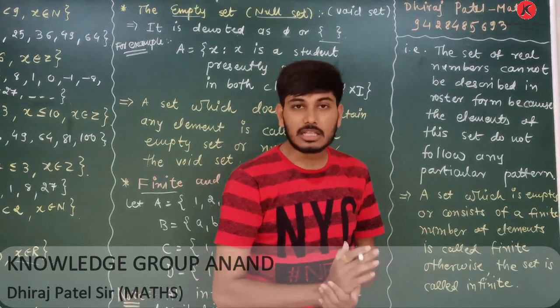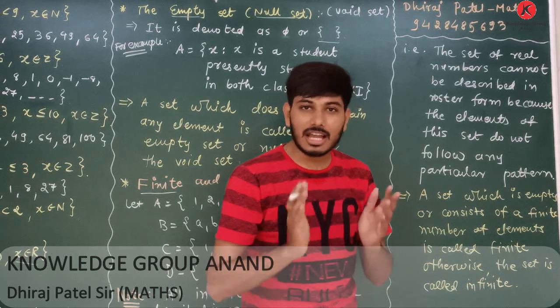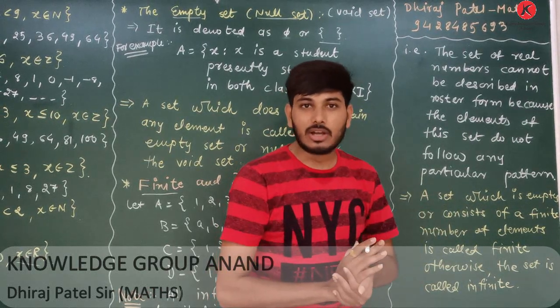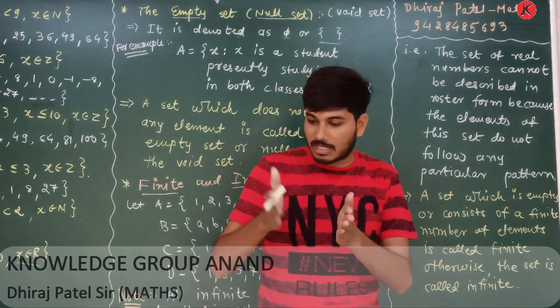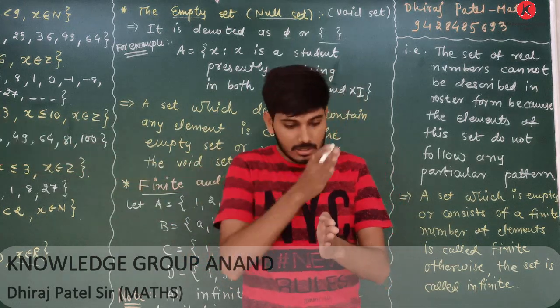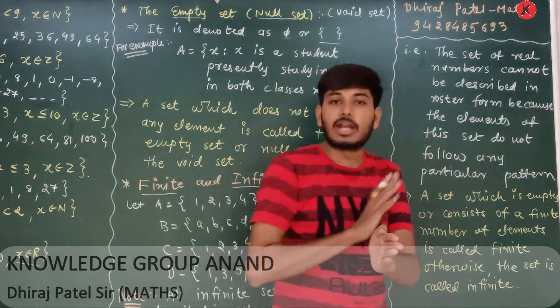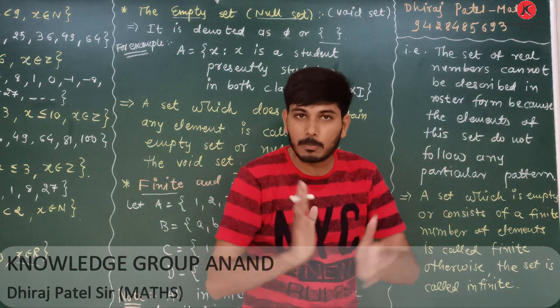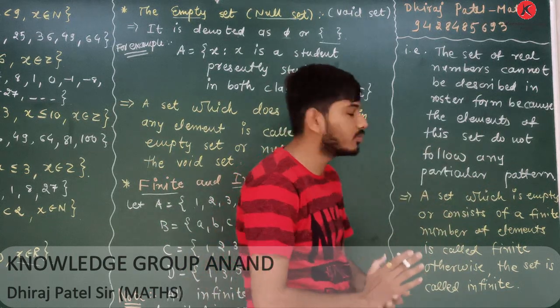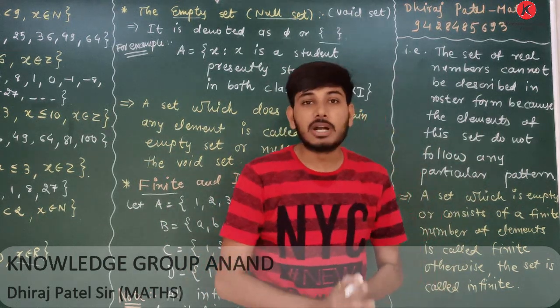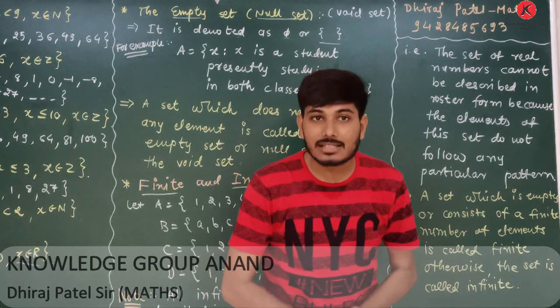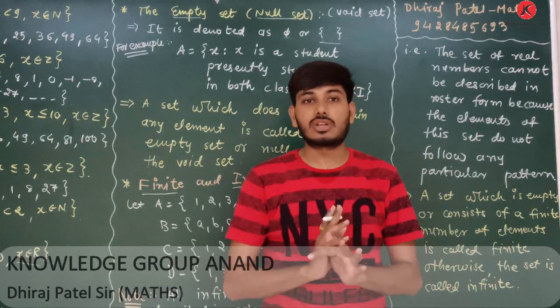Suppose I am taking the set of integers, they also follow a particular pattern. Suppose 0, -1, -2, -3 up to infinity, 1, 2, 3, 4, 5 up to infinity. They follow a proper pattern, therefore we can describe it in roster form. But all the infinite sets cannot be described in roster form.